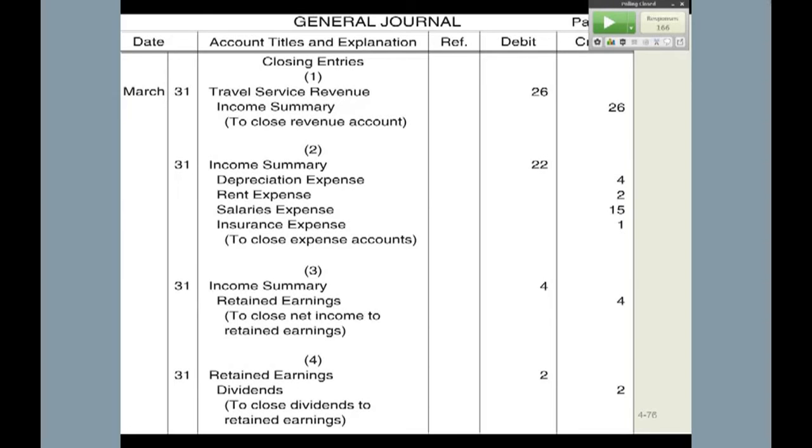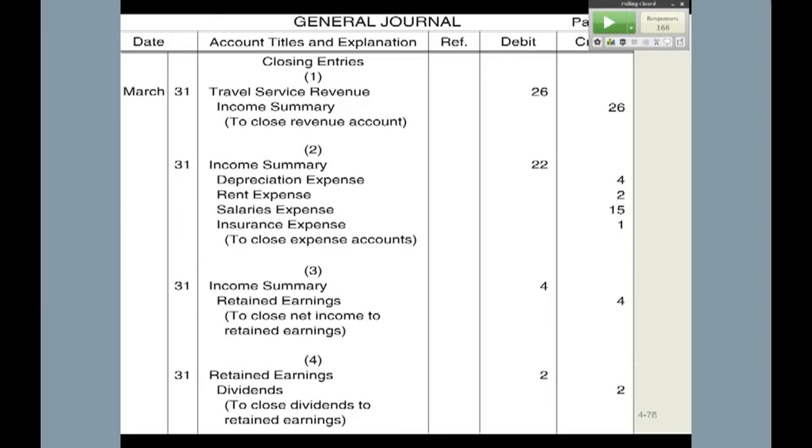So at this point, if you draw up the T accounts for each one of these, and you'll see a lot of this in terms of exercises or in homework, you'd find out that the revenues are now 0, all those expenses have 0 balances, and the income summary has a 0 balance. And of course, now you transfer the dividends to retained earnings, you debit retained earnings, and credit the dividends.